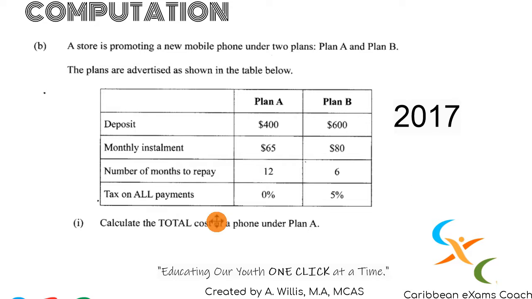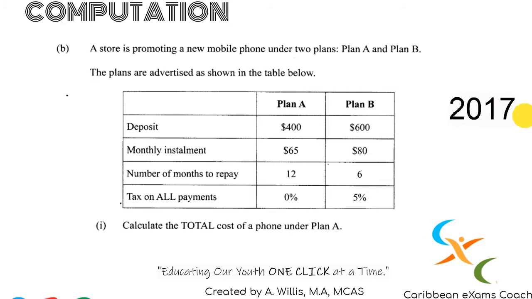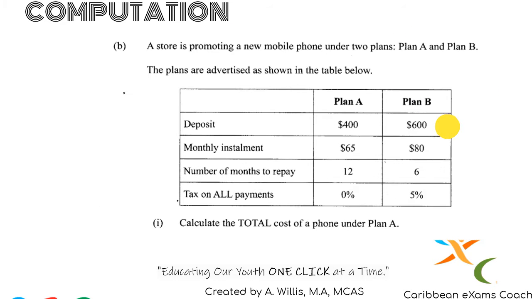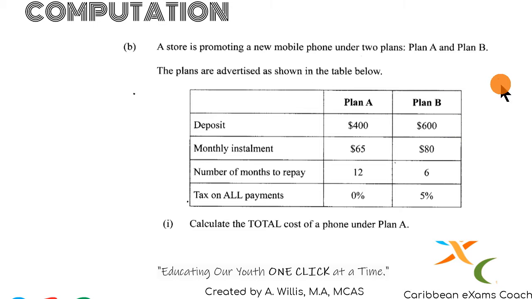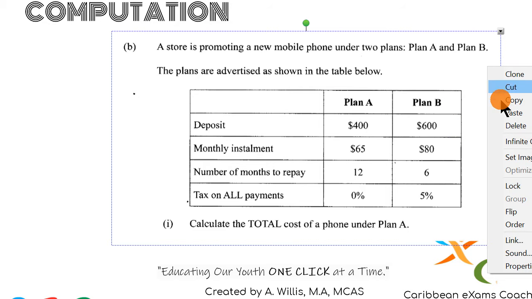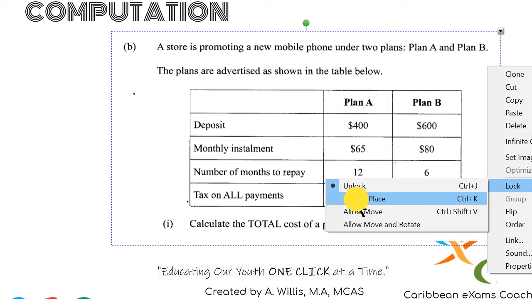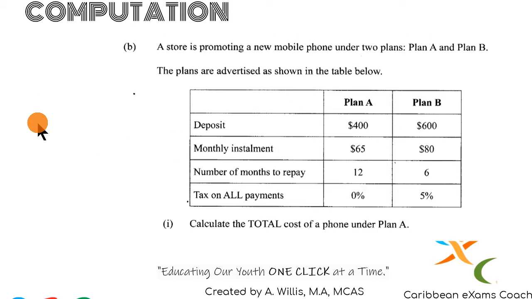So to calculate, tax on all payments is 0. So there's no tax on Plan A. So what we have to do is calculate the total payment. So we'll set it down. Okay, so we're going to do calculations on the left here.